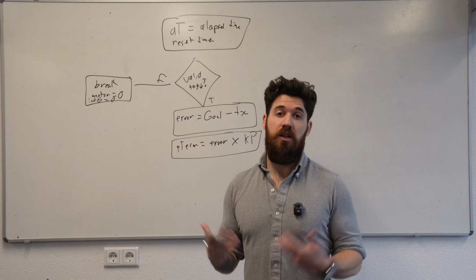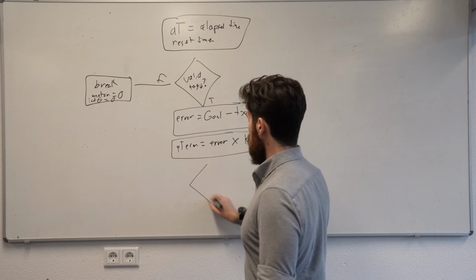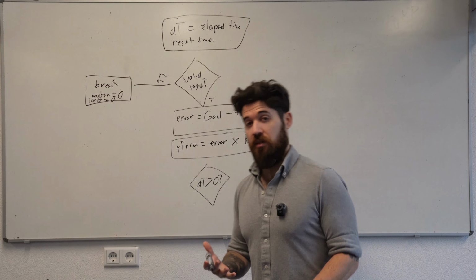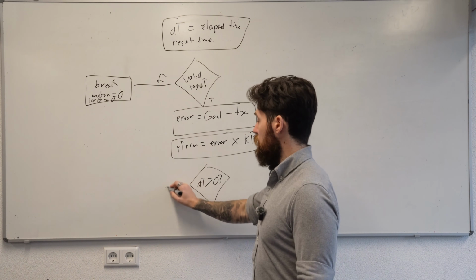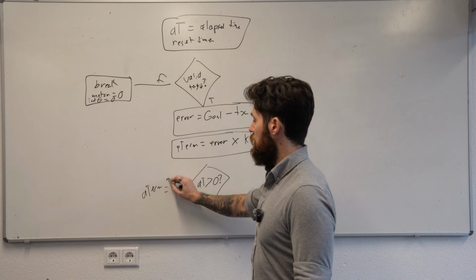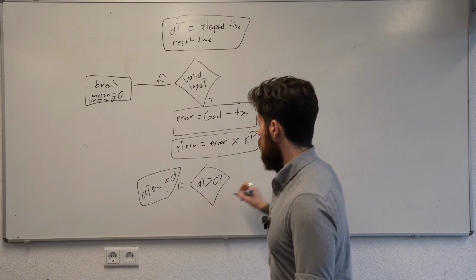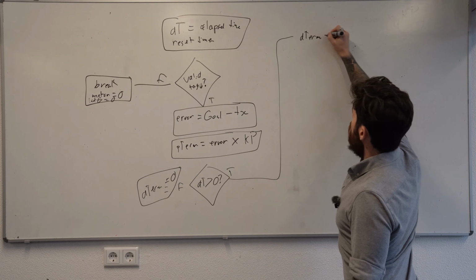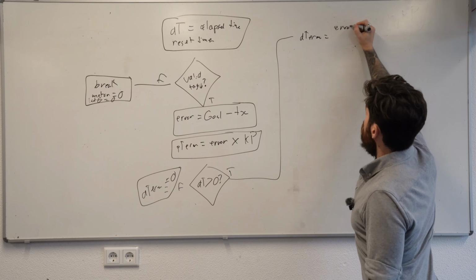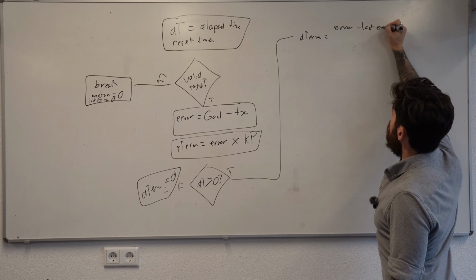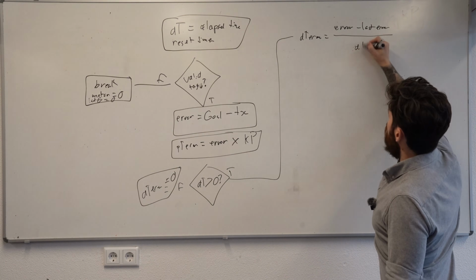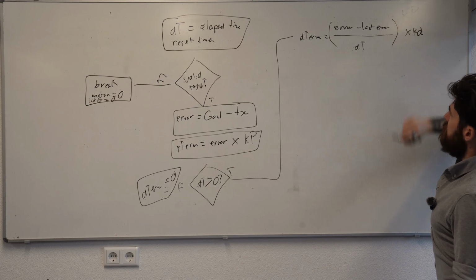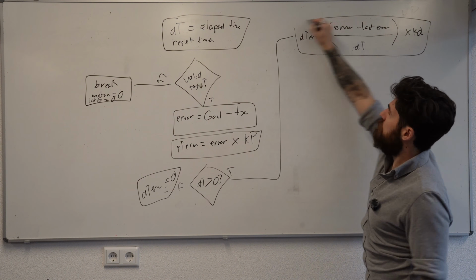Next up is time to actually apply our derivative term. So we're going to check is dt greater than 0, just so we don't have dividing by 0, just in case. If it's false, we're just going to set d term equals 0. Otherwise, our d term is equal to our error minus the last error divided by our delta time, and then we're going to multiply this by our KD. And this is how we end up finding our D term.